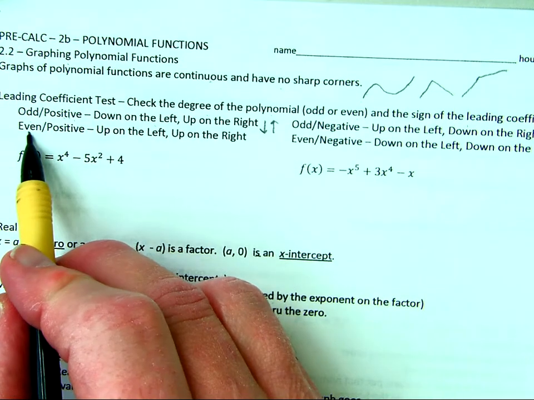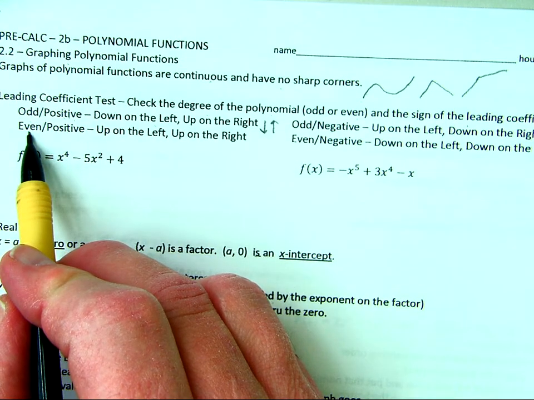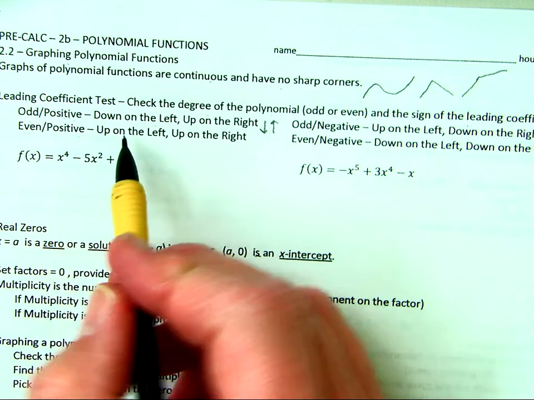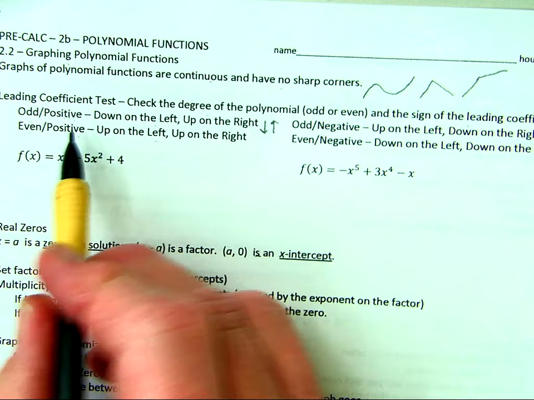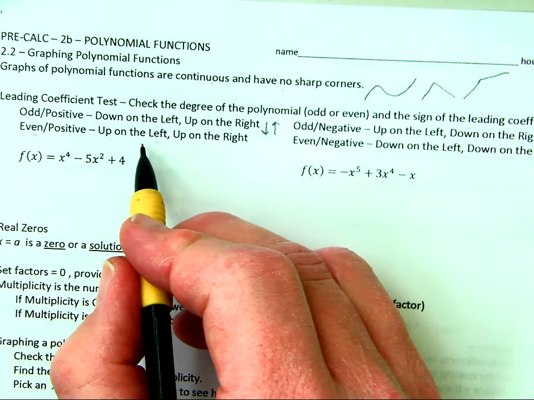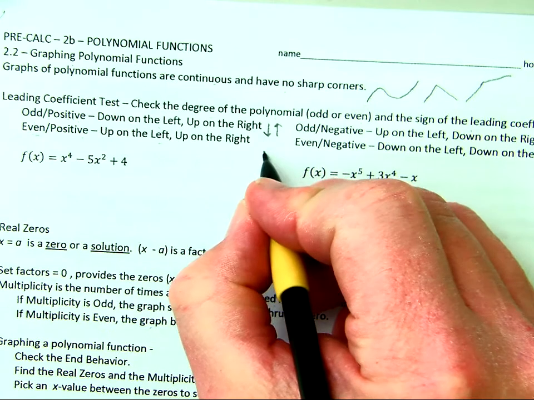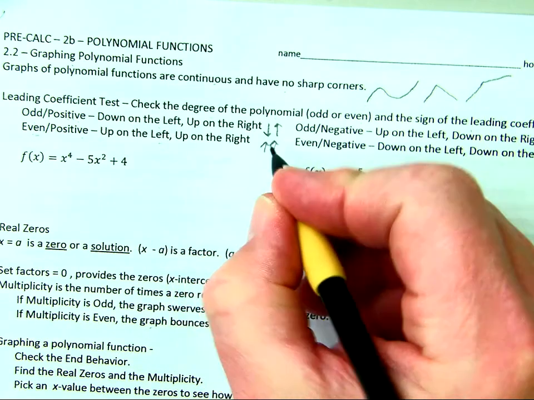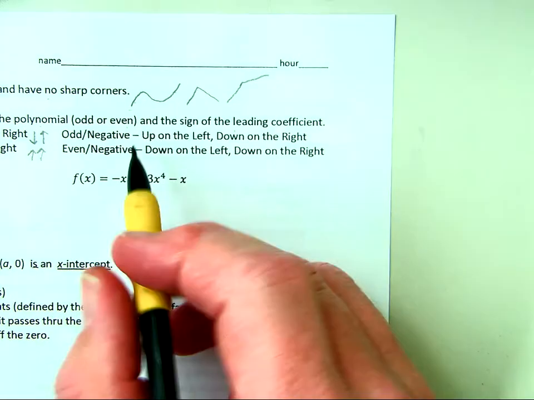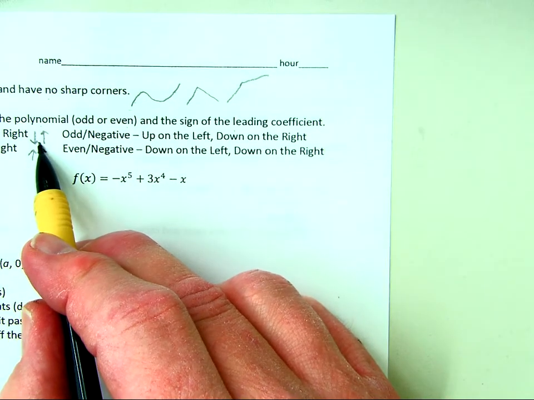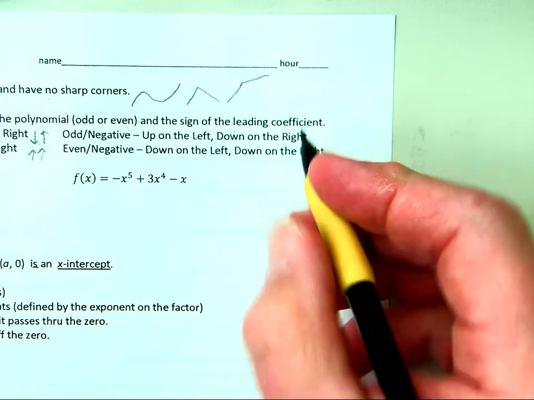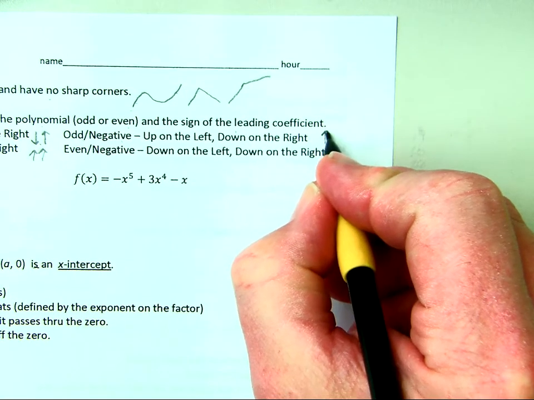If the degree is even, so if the degree is 4 and that leading coefficient is positive, then it's up on the left and up on the right. Anytime it's even, both ends go the same direction. So even and positive means up on the left, up on the right. Now if it's odd, notice the odd one, they go in opposite directions. So if it's odd and negative, well now it's up on the left, down on the right.